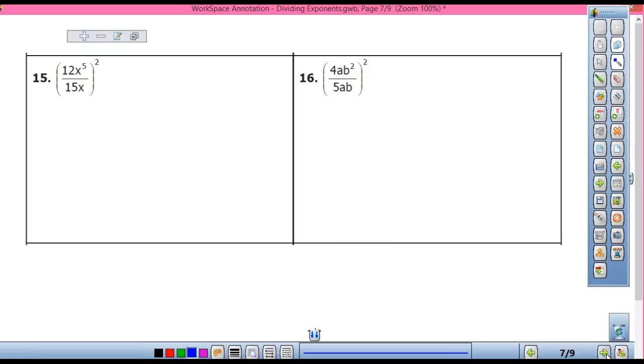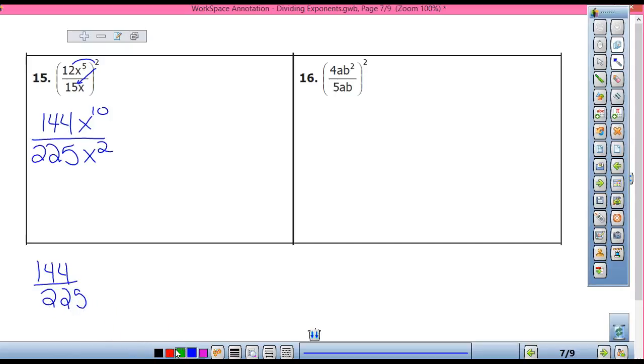Alright, fractions. I need to distribute that squared to both the top and the bottom. So I've got to take it to the 12, and 12 squared is 144 x to the 10th over, that's also got to go to the bottom, 225 x squared. Alright, 144 over 225.